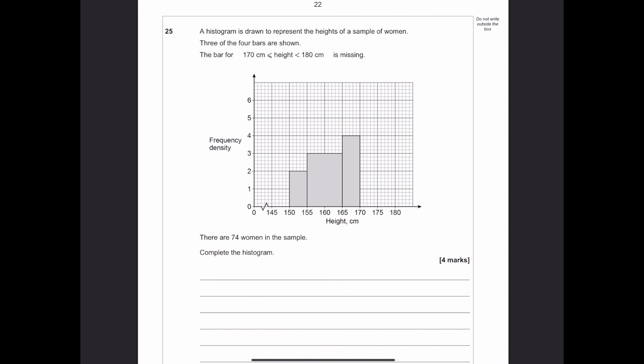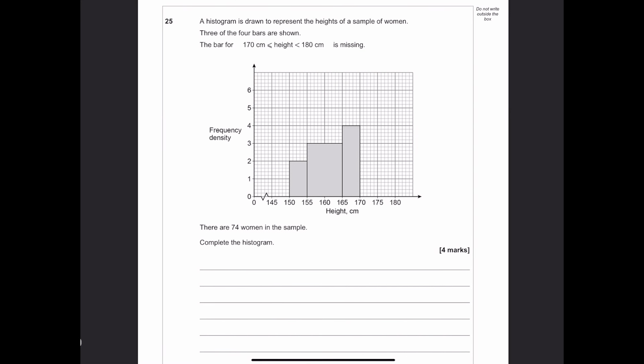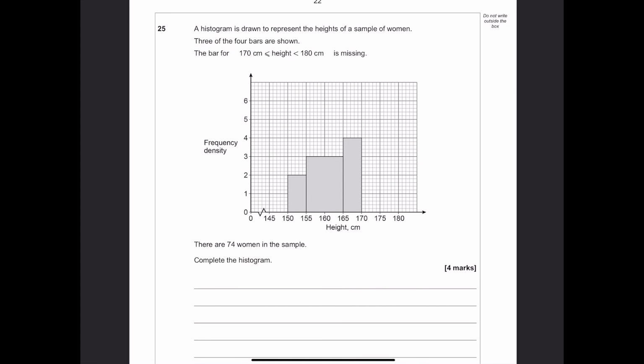A histogram is drawn to represent the heights of a sample of women. 3 of the 4 bars are shown. The bar for 170 to 180 is missing. There are 74 women in the sample. Complete the histogram. So we're missing a little bar at the end.